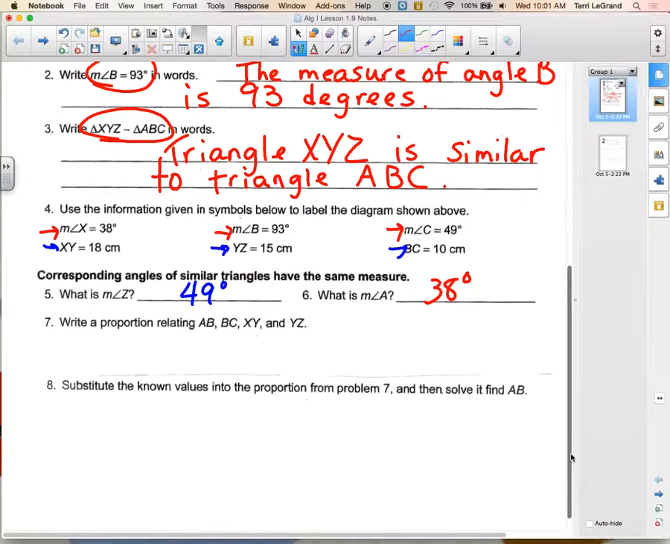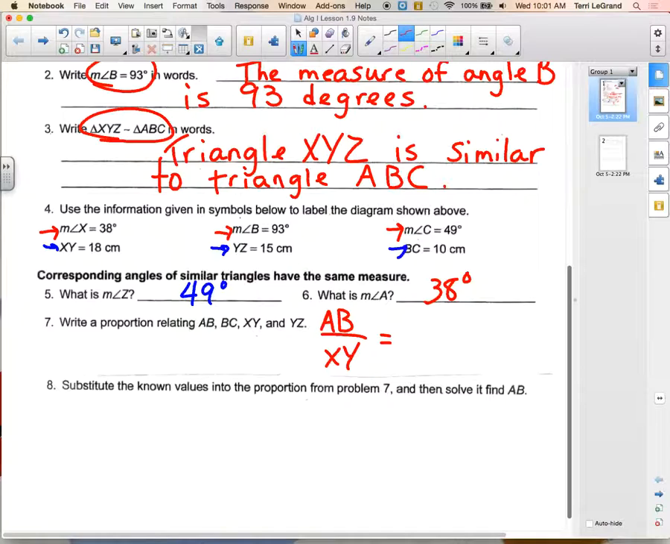Could we do corresponding sides in one ratio? Could we do that? Okay. Probably. What side would correspond with AB? XY, because AB are the first two letters in triangle ABC, and XY are the first two letters in triangle XYZ, so they're in the same position, they're in the same place, that means they correspond. Let's do that ratio then. Let's say that we could set up AB over XY.